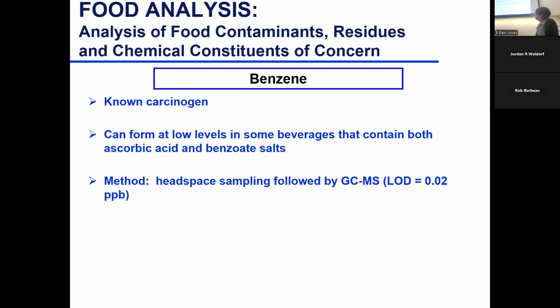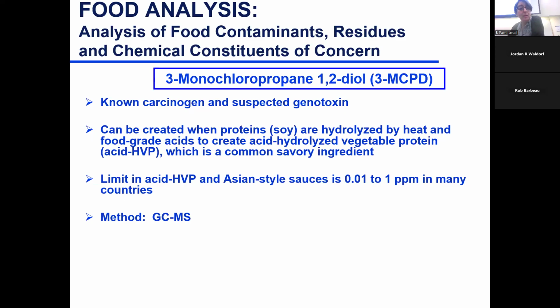Benzene is a carcinogen. It can generate if you have a beverage that has ascorbic acid and benzoate salt. So you can generate benzene. It's volatile, so GC-MS is used with headspace sampling.